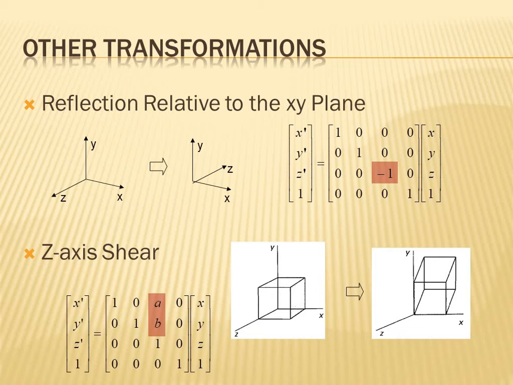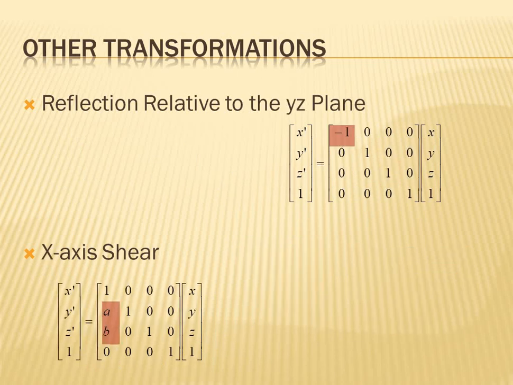So in the 3D shearing we can distort the shape of any 3D object. It will appear like somebody is dragging it towards a particular direction. So this is the z-axis shear. Also there is a reflection relative to the yz plane. For the yz plane we have to put this value as -1 and the other diagonal ones are positive.